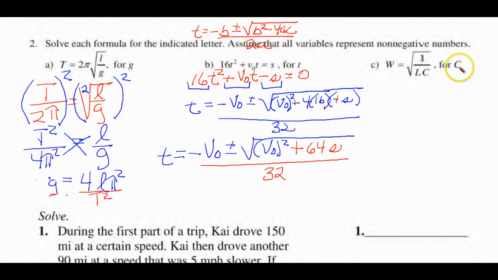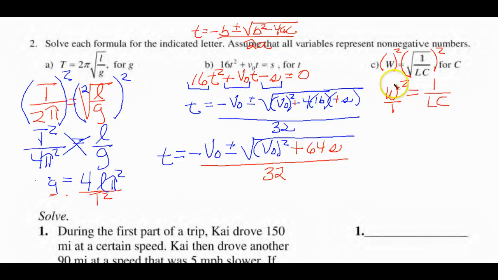Okay, for this one we want to solve for c. And the first thing we do is get rid of our radical sign, and we just square both sides. So we get w squared. Now squaring something that has an index number of 2 to the second power just gives us our radicand.